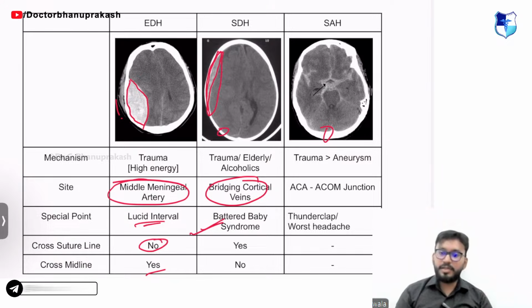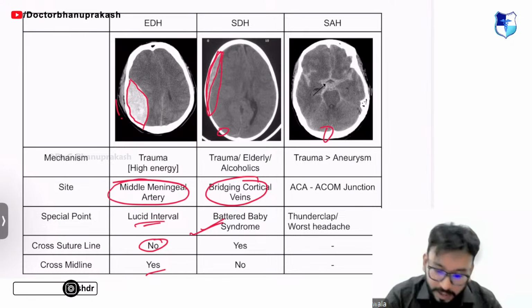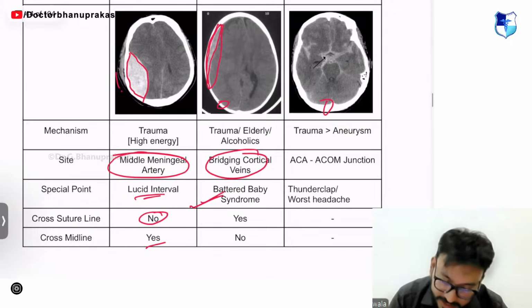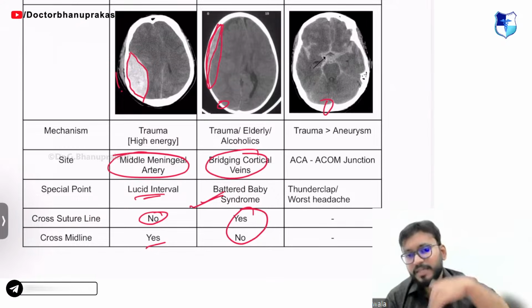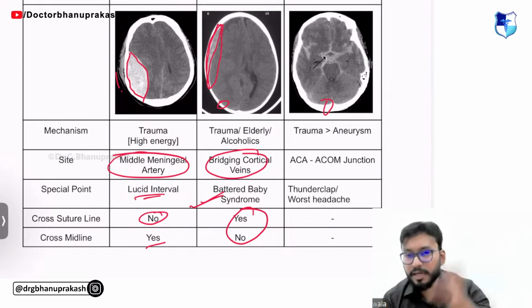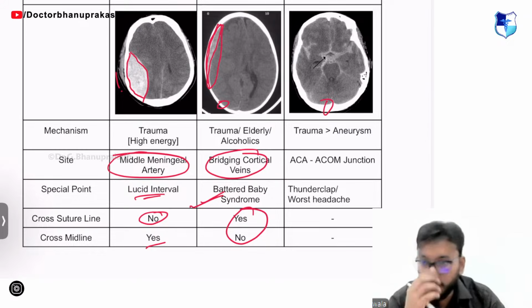Come on, guys, forensic medicine correlation. It's also seen in battered baby syndrome. Okay, does it cross the suture line? It is exactly the opposite of extradural hematoma. If extradural hematoma cannot cross the suture line, this guy can. If extradural hematoma can cross the midline, this guy will not. Exactly opposite. That's how you remember.